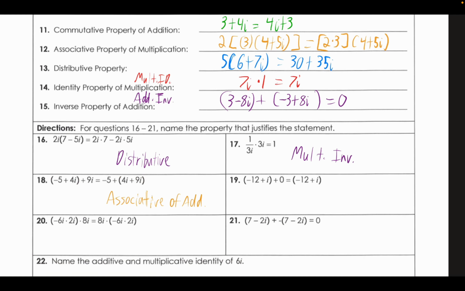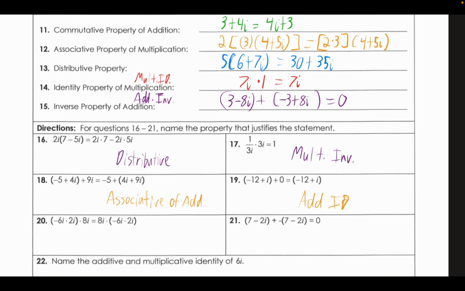On number 19, we're saying that negative 12 plus i added to 0 is itself. That's saying a number plus 0 is itself. That's the additive identity. Anytime you end with what you started with, it's an identity. We just have to figure out whether it's multiplicative or additive by whether we're adding 0 or multiplying by 1.